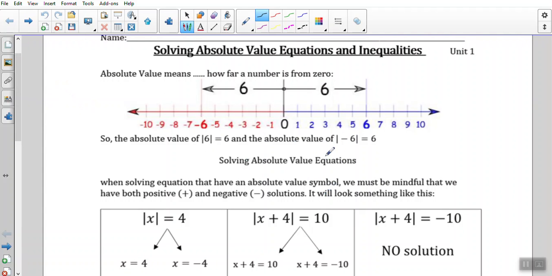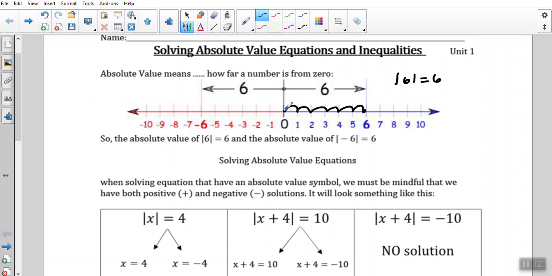Okay, so just a quick review of what an absolute value is. An absolute value means how far a number is from zero. So if I have these two numbers here, I have -6 and I have +6. If you look at how far both of these numbers are away from zero, if I look at +6, we know this is 1, 2, 3, 4, 5, 6 units away from zero. So the absolute value of 6 is 6. Okay, that's how we would write that.